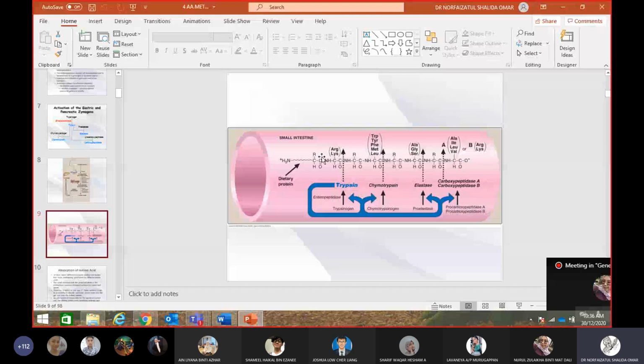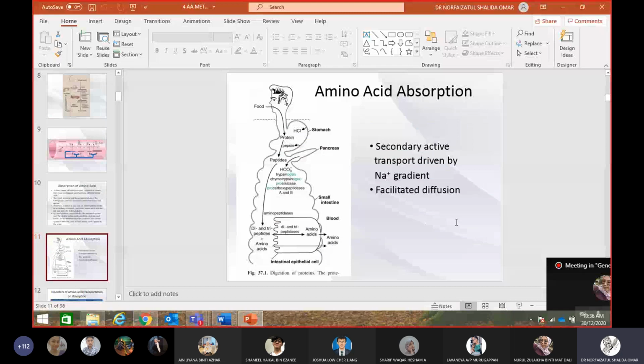It is absorbed the same as carbohydrate and lipid also. Lipid has transport, but amino acids need no special transport. It can be through facilitated diffusion, or it can be due to secondary active transport driven by the sodium gradient.